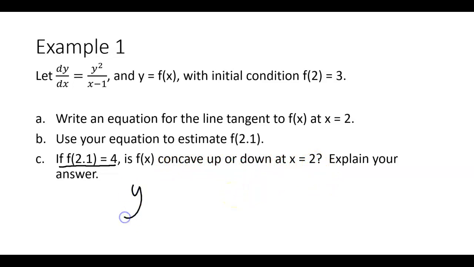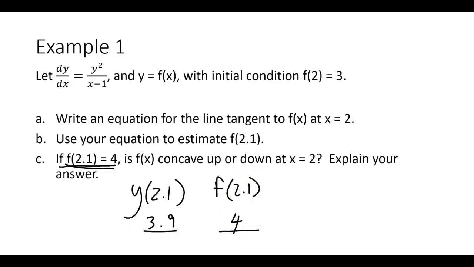Well, here we go. We did our estimate on part B, and our estimate of y of 2.1 was 3.9. But now they're telling us the actual answer, which we didn't tell you before, of f of 2.1 is 4. So here's our estimate, but here's the actual answer. And as you can see, the estimate is less than the actual amount. And what that means is that your tangent line is below your function at that point.